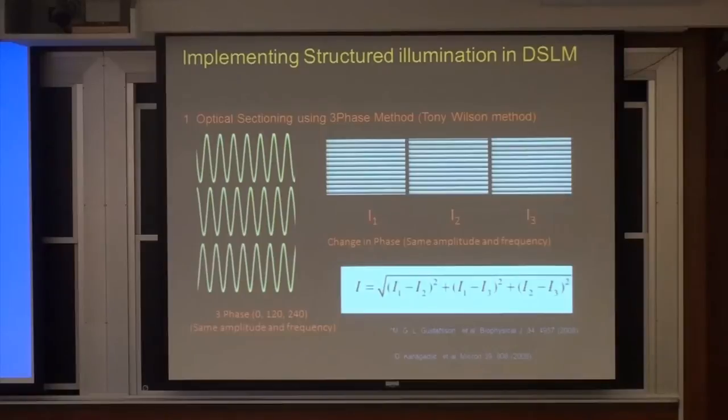we have used here. I won't go into the technical details, but if anyone is interested, you can talk later. So one is the three-phase method, where you are taking three images, image 1, image 2, and image 3, in three different phases, 0, 120, and 240 degrees. From these three images, you can do the calculation and get an image which has much background reduction.